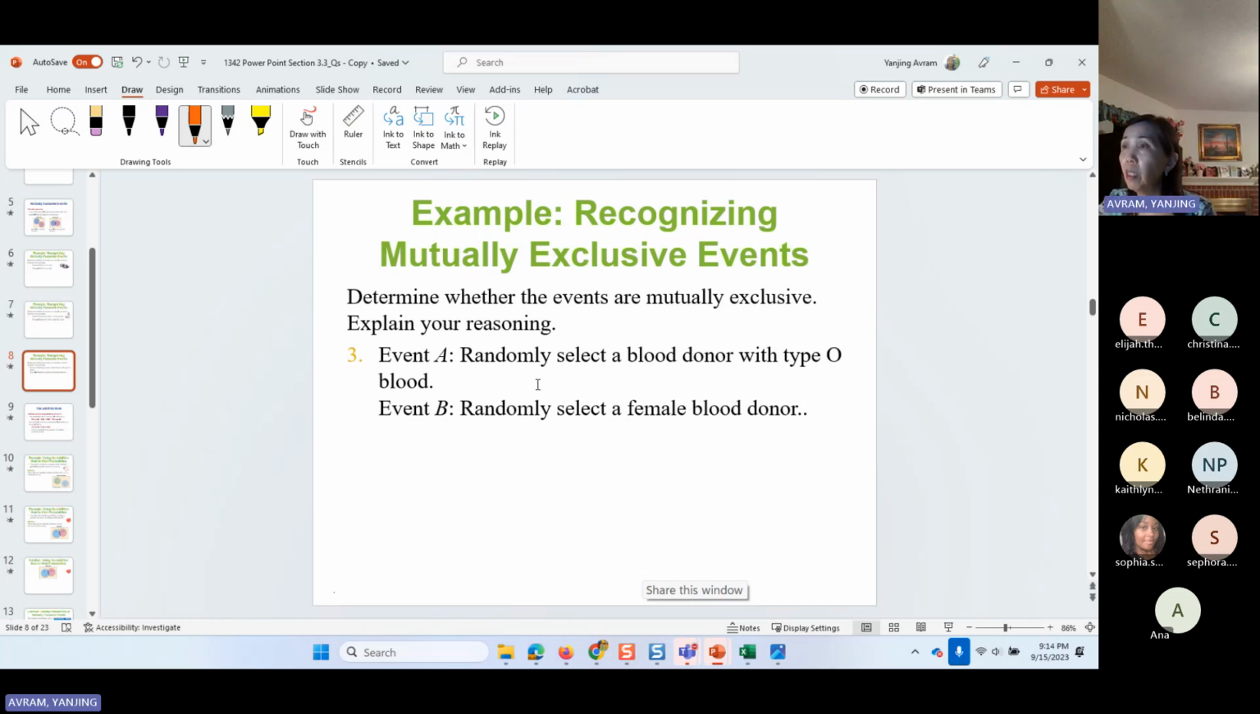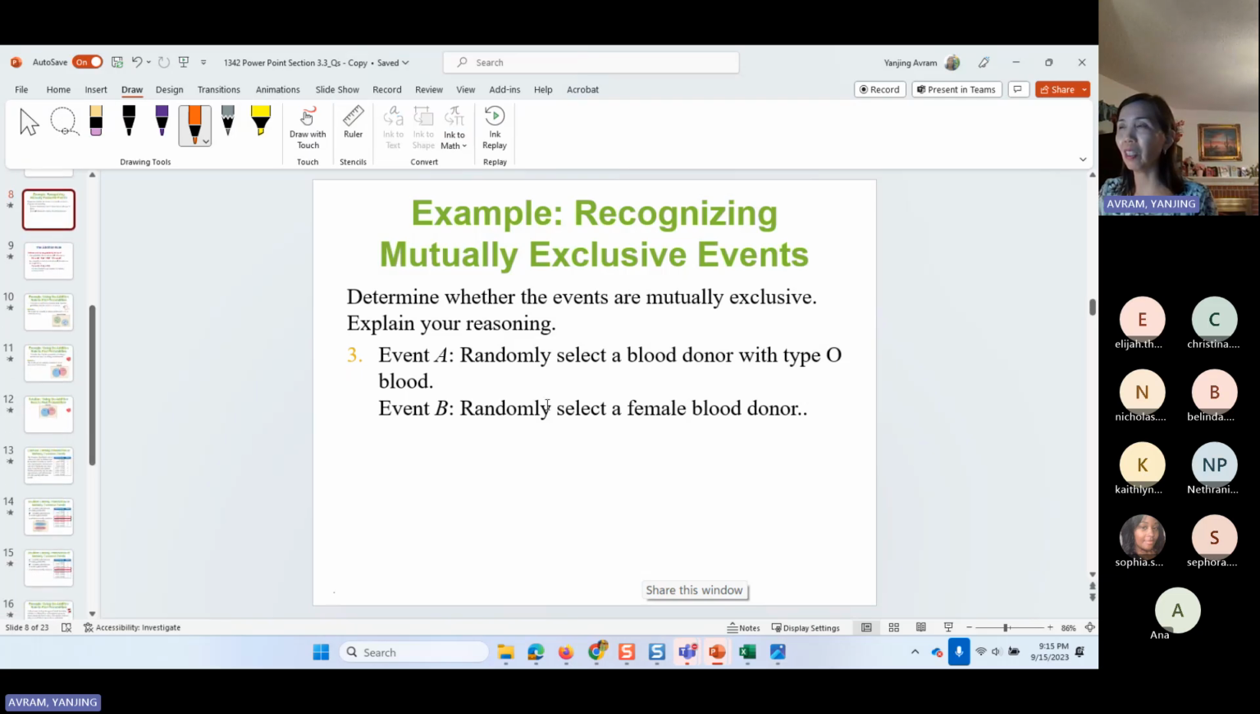Blood type: randomly select a blood donor with type O, randomly select a female blood donor. Well, you can be a female and also type O blood, so that is not mutually exclusive. Mutually exclusive would mean that if you are type O, you cannot be a female, and there is no such thing. So those are called not mutually exclusive.